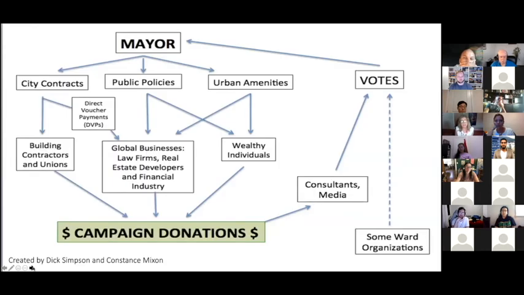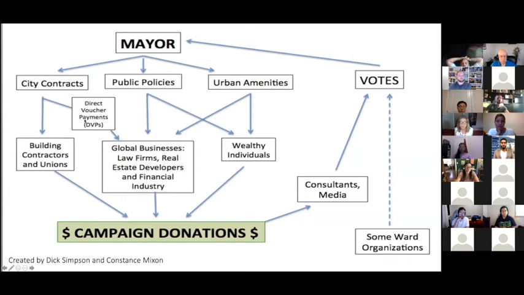Now, this is the model that we put forward to explain the Rahm Emanuel machine, and we call it a money machine. What you can see here is that the mayor doles out in three important areas: city contracts, public policies, and urban amenities. And these go to building contractors or unions. You guys can read about this.